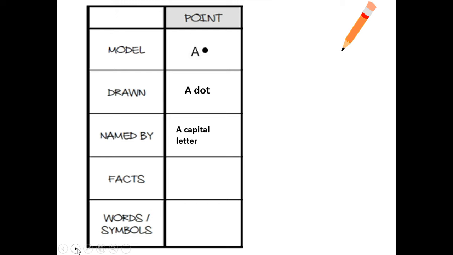And some facts about points is that they don't have size or shape. You can't measure a point, okay? It doesn't matter how big or how small that dot is. You can't measure it. It doesn't have an area or a volume or anything like that.